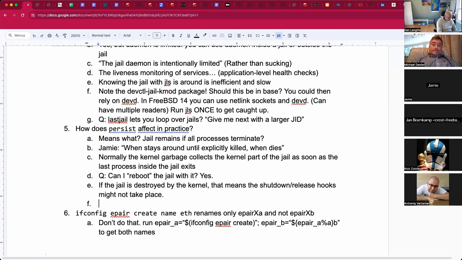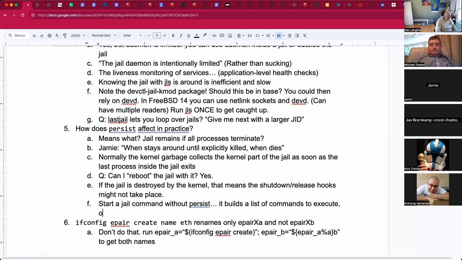If you start a jail with the jail command, as is commonly done by default, without persist, you have the jail command starting up, reading the configuration, turning it into a list of commands to execute, and running through this list of commands. And then it has done its job and exits, losing everything it knows about the runtime state, because the process intentionally exited. It didn't crash, it didn't die, it intentionally ran to completion, and still its state is lost. So that's a good place to use the devctl jail kmod.